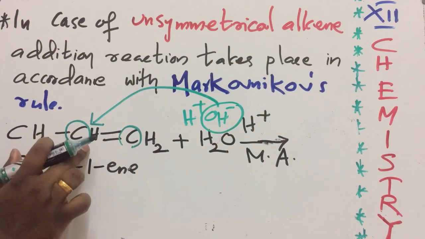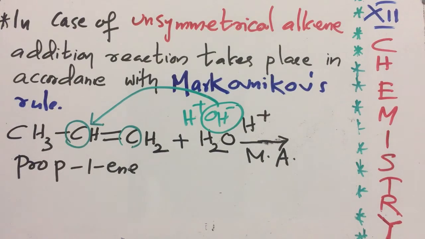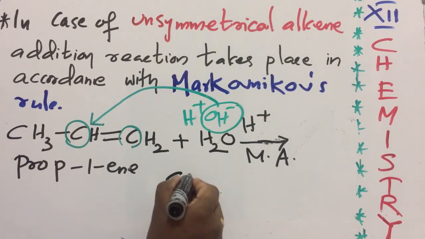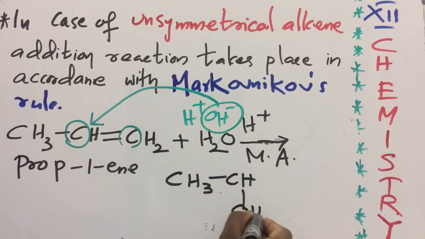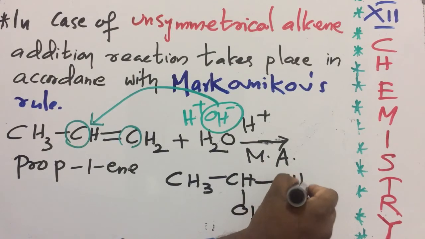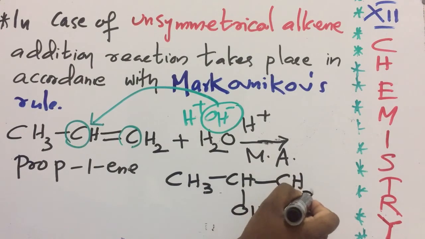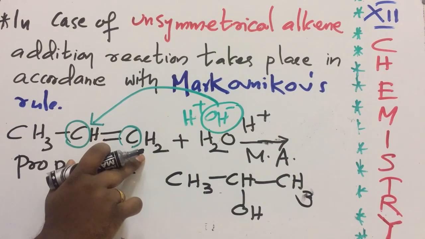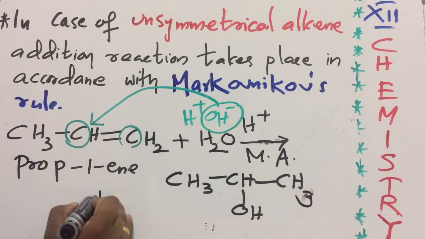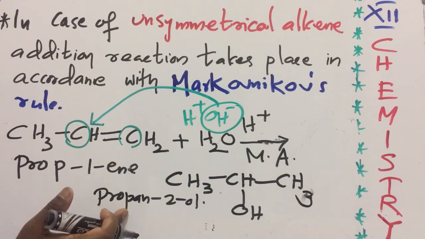So according to Markovnikov's addition, the negative part is added to the carbon containing lesser number of hydrogen. How many hydrogen here? 1. Here 2. So OH minus will be added to this carbon. So what is the product? The product is CH3, CHOH, single bond, CH2, then this H, CH3. Okay, if negative part is here, then what about the positive part? The positive part will add to CH2. So the product name is propanol.